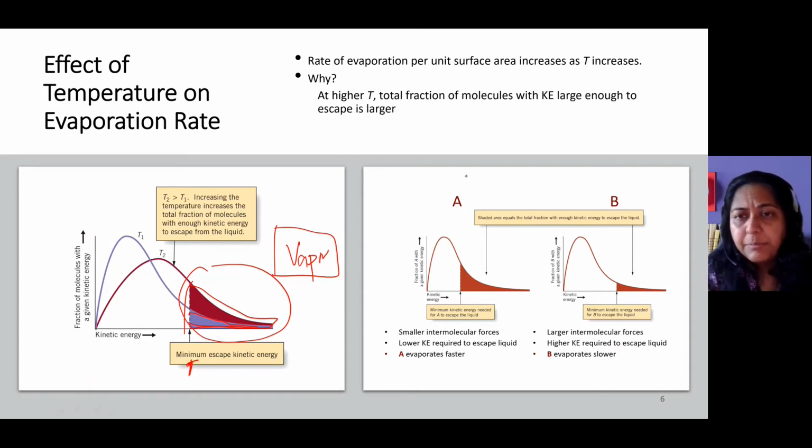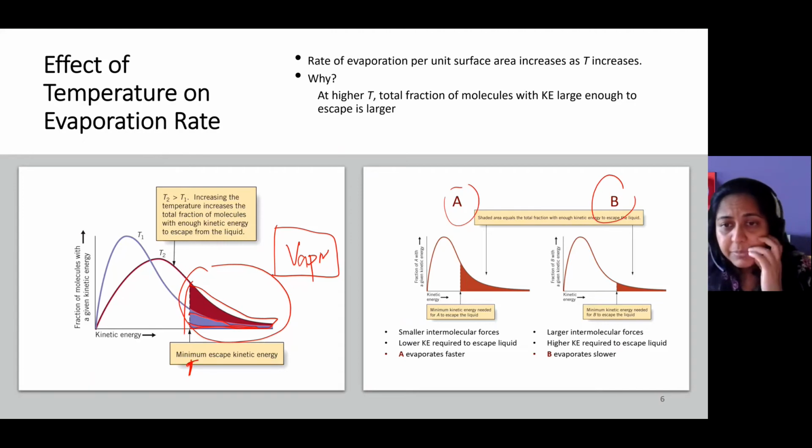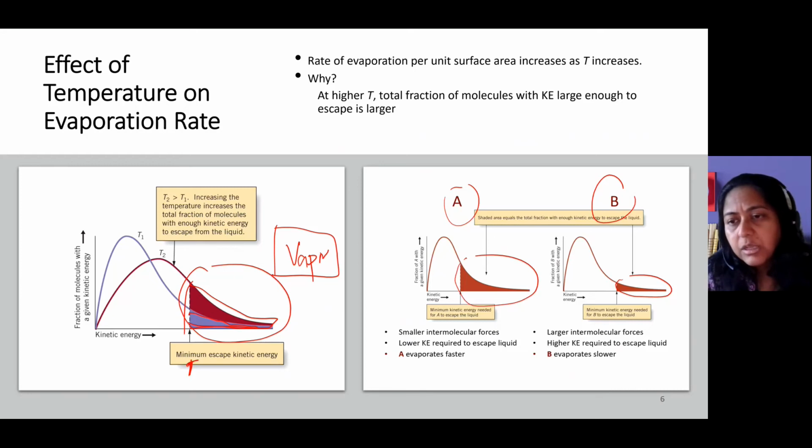Here it compares two samples of molecules. Here we have a smaller portion, and here we have a larger portion. So only a few can escape from the liquid to the vapor phase. What can we say? They have stronger intermolecular forces and they need a higher kinetic energy. So B evaporates slowly.